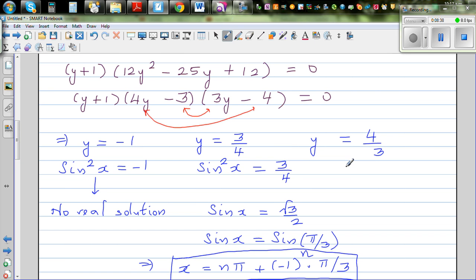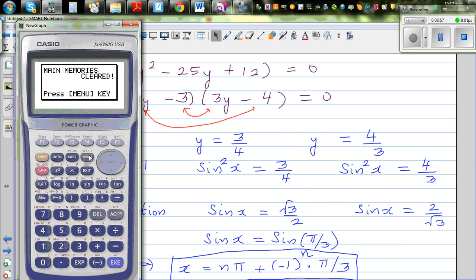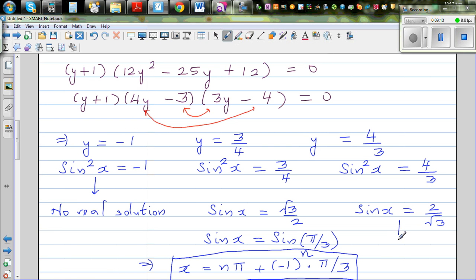Now is this possible? Sine squared x is 4/3. So sine x is 2/√3. So let's do 2 divided by √3, which is 1.15. Now sine cannot be over 1. Sine of an angle is always between 1 and -1. So this is not possible.